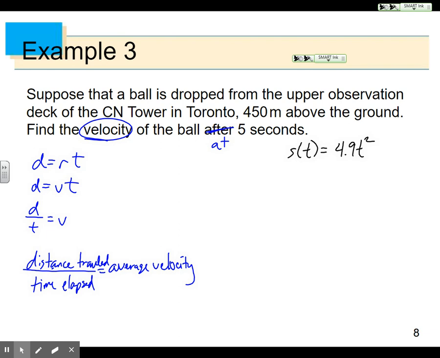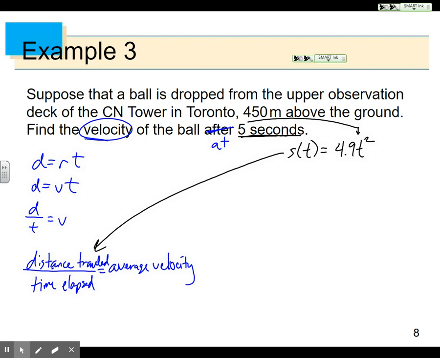And again, I'm wondering what's happening right at 5 seconds. So unfortunately, I can't just plug in 5 right here. That's not going to work. Instead, what I'm going to do is pick a time interval to figure this out. If I plug in 5, it's not going to work out. My answer is not going to make sense.